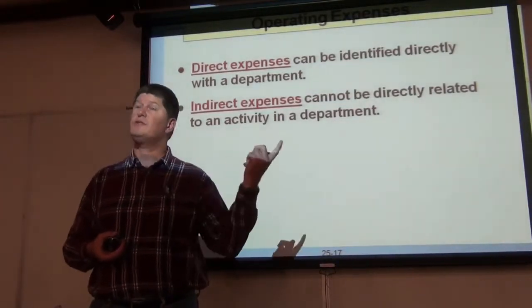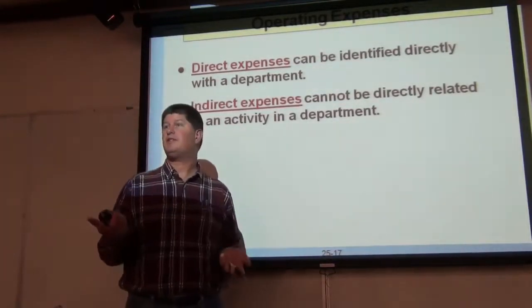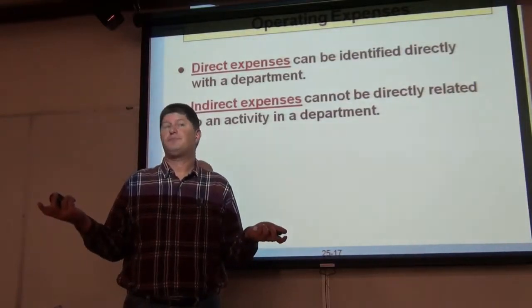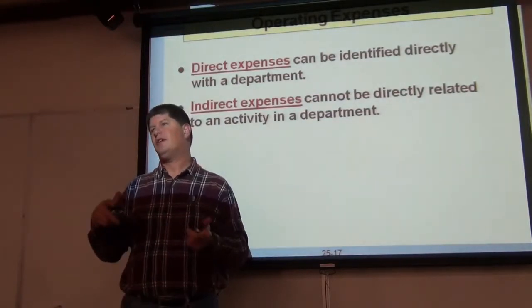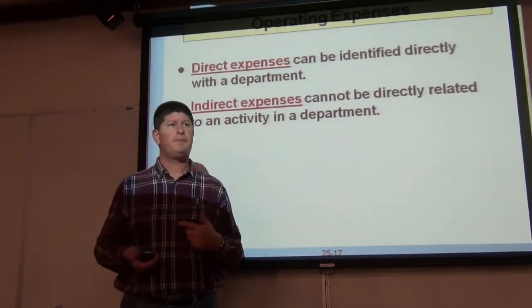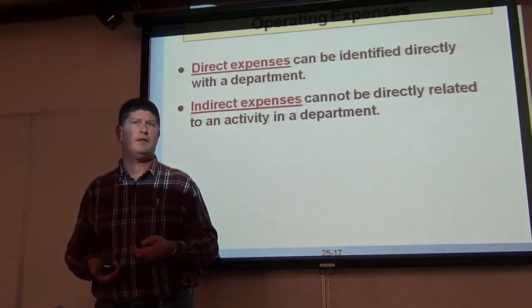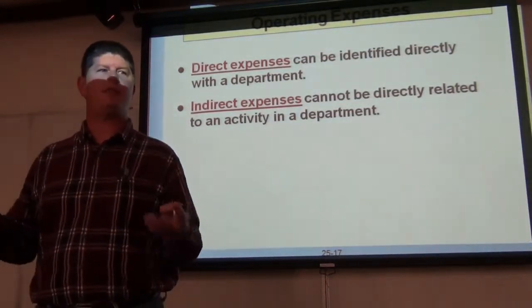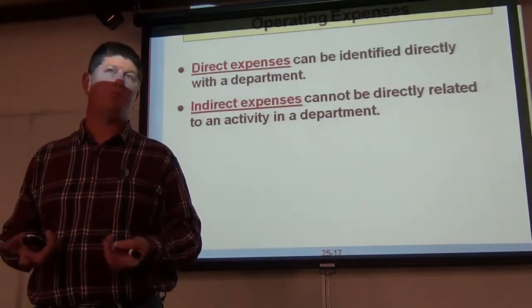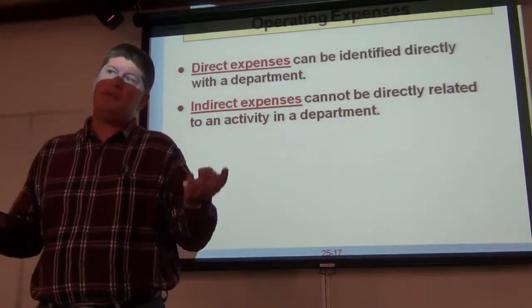The easiest one is take the total utility bill, divide by 7. There's 7 departments, right? 1/7 goes to shoes, 1/7 goes to clothing, 1/7 goes to jewelry. Okay? Now, that may work out fine if, in the real world, everybody uses about the same amount of electricity. Okay? In a department store, maybe.